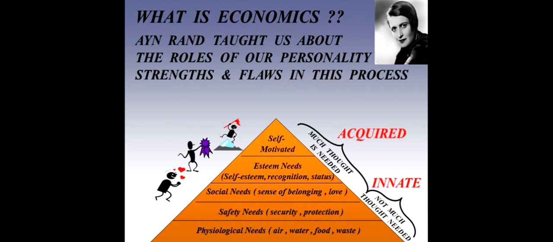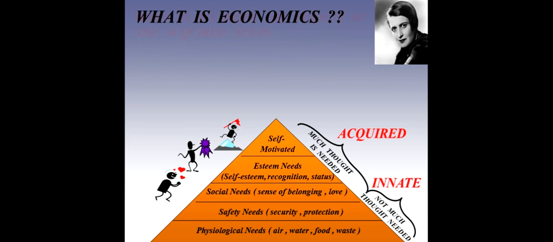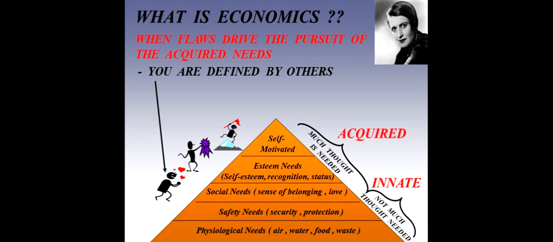Abraham Maslow's work in the study of motivation and human behavior was further enhanced by one of the most famous philosophers of the modern age, Ayn Rand. And Rand taught us about the roles of our personality strengths and flaws in this process of satisfying those acquired needs. Rand said that when flaws in personality drive the pursuit of the acquired needs, a profile of an individual looks like the following. With regard to social needs, they are defined by others.